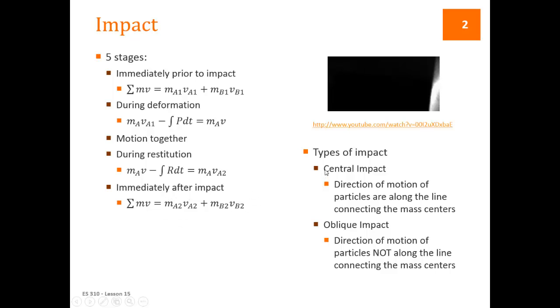There are 2 types of impacts that we're going to look at today. There's central impact, where the direction of motion of the 2 particles that collide is along the line connecting their mass centers. So if you draw the line connecting their mass centers, call that the x-axis, then the motion is along the x-axis. The oblique impact is where the direction of motion is not along the line connecting the centers. So connect the centers, call that the x-axis. The motion of the particles will have a component in the x-axis and a component along some other axis. We'll look at both of these today, and the procedure we're going to be using to solve them will be different.